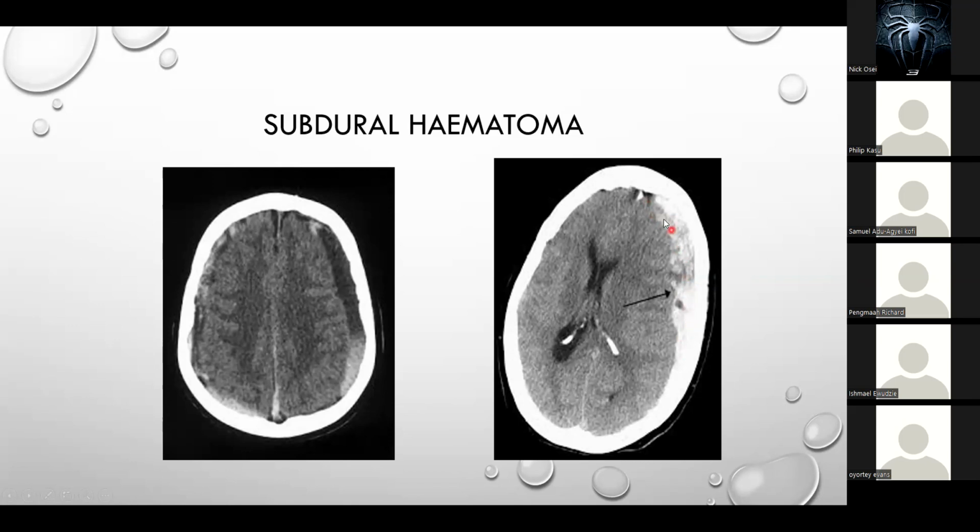I hope you can all see the bone and the substance here. This is how a bleed looks on the CT scan. This is chronic, and there's acute. So we call this acute on chronic subdural hematoma.